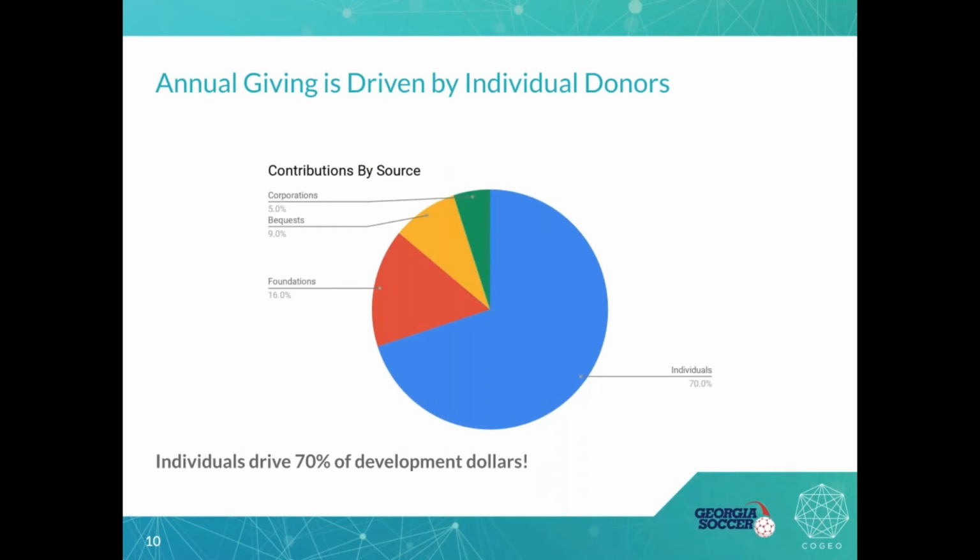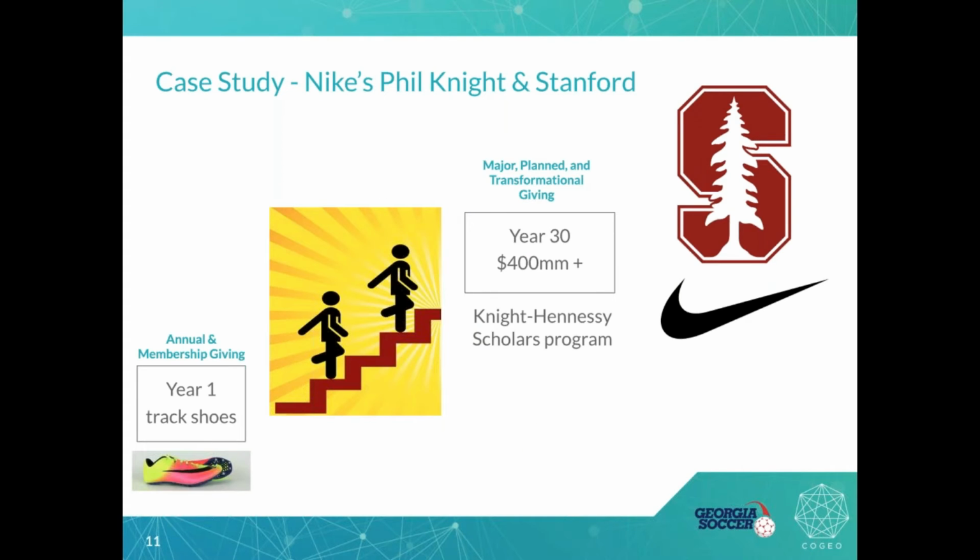And so what happens when you focus on individuals? This is one of my favorite stories. I headed up major gifts at Stanford, and Phil Knight, who's the chairman of Nike Corporation, is probably Stanford's largest individual donor. And so how did that relationship begin?